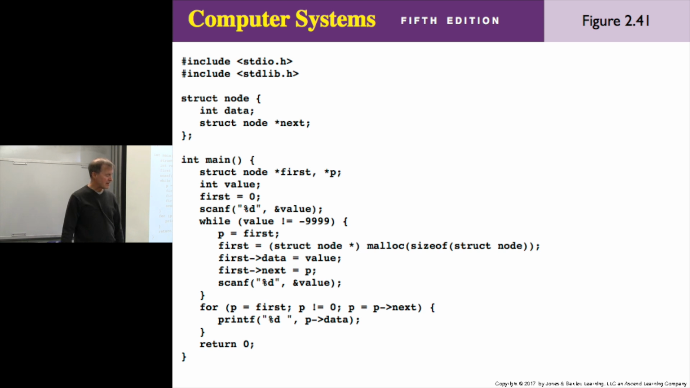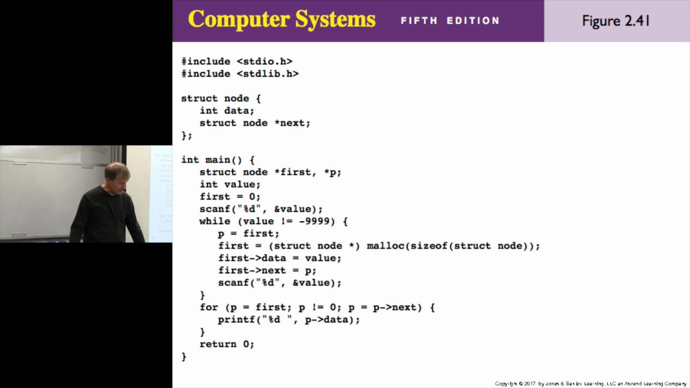We said that value is a local int. What about first? Is first local or global? It is local because it's declared inside main. And what is its type? It is a what to a what? It's a pointer to a node. And a node has how many parts? 2 parts, a data and a next. And what is the type of next? A pointer to a node. Okay.